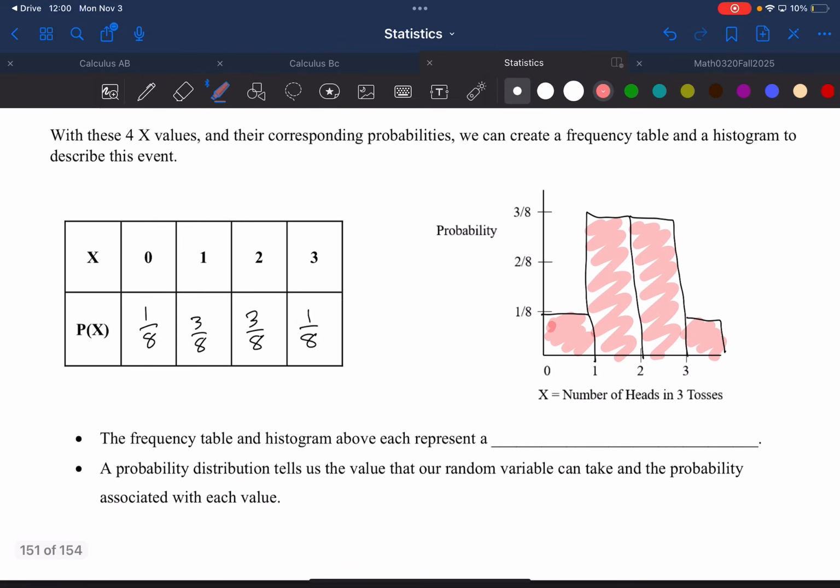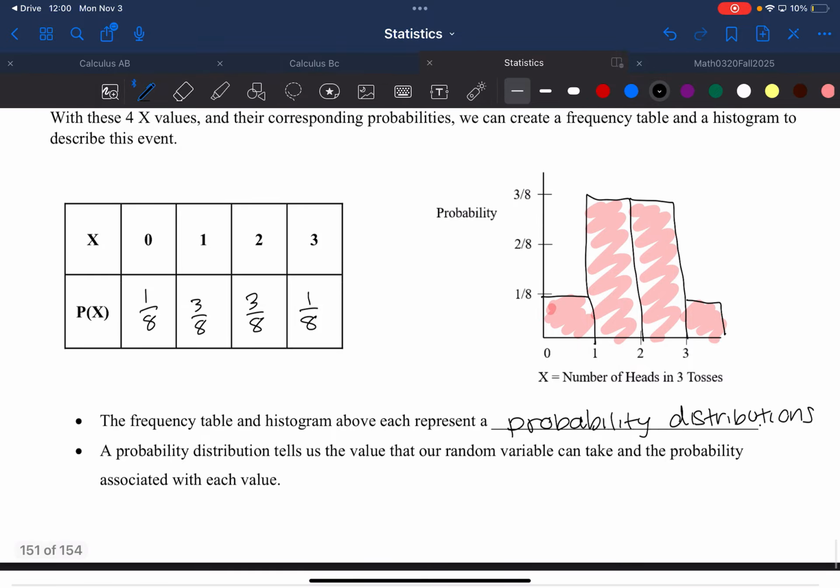The frequency table and the histogram represent a probability distribution. Okay, so we're talking about new types of distributions now. What was the very first one we learned about? The standard distribution. Good. And within the standard distribution, we talked about what type of curve? The normal curve. So within the probability distribution, we're going to talk about what is called the density curve. And we'll talk a little bit about that at the end.